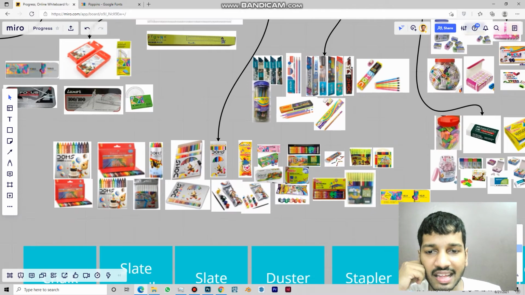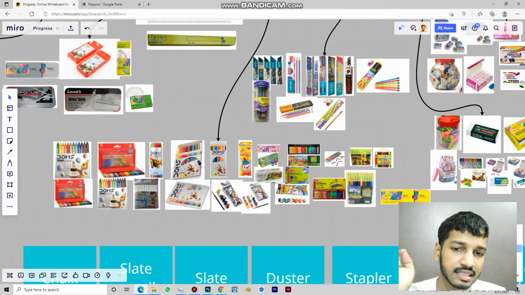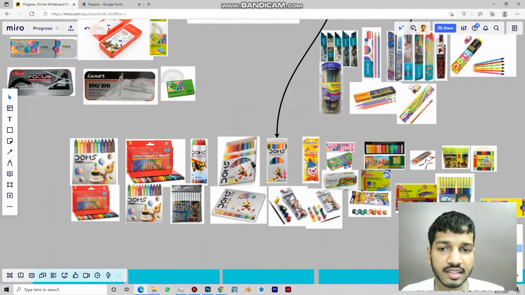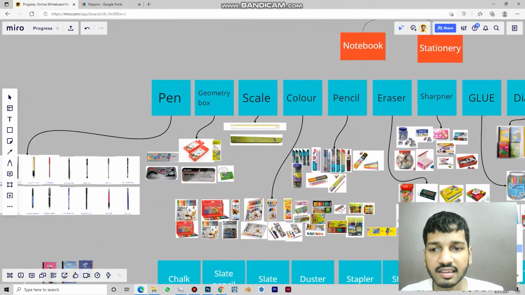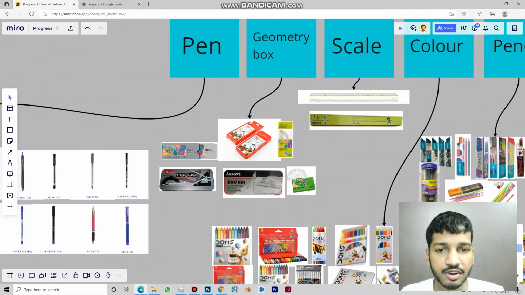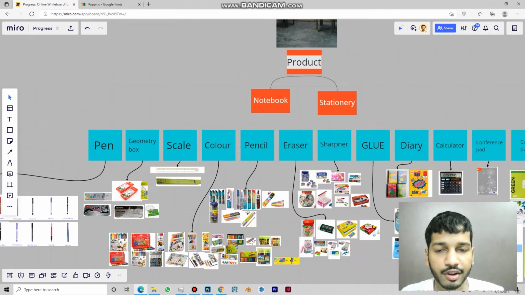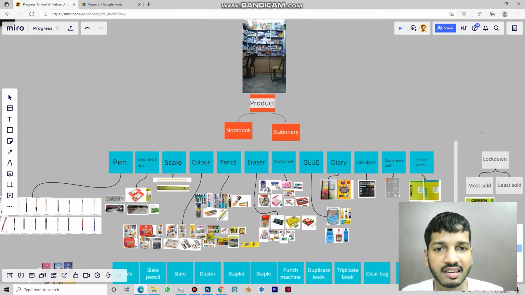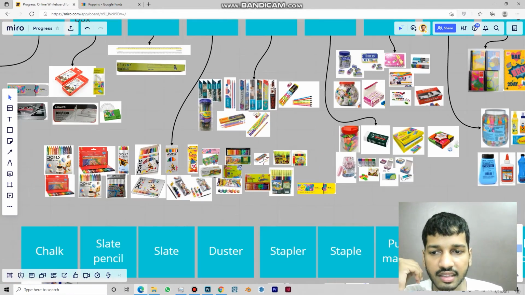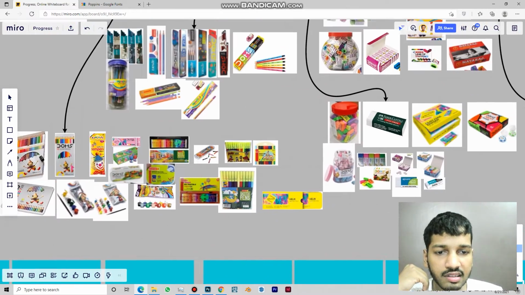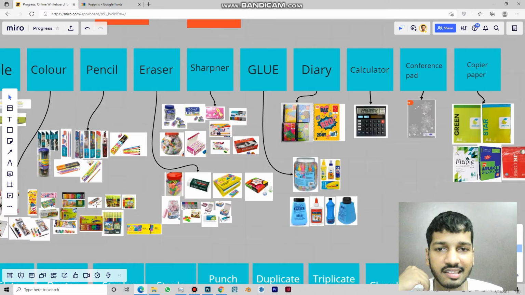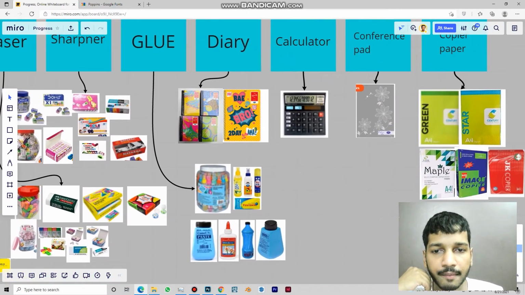I tried to note almost exactly what company, which brand, they use for what product. In the pen section, they have all these pens. In geometry box, they had these, according to what was available at that time in the shop. In the scale, they have these. In the color, they have these sort of colors. Here are sketch pen, poster, pencils, different pencils, eraser, sharpener, glue, different types of glue.